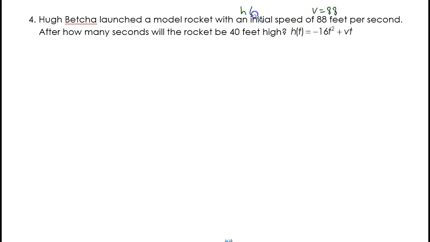And H of t, that's the height at the end of it. Right, so we want to know how long it is going to take to be 40 feet high. So we know that we can plug in 40 for H of t. Negative 16t squared plus, and then V is going to become 88, and t is still a variable. We don't know the answer for that. So here we have a quadratic: 40 equals negative 16t squared plus 88t. We want to solve this quadratic.